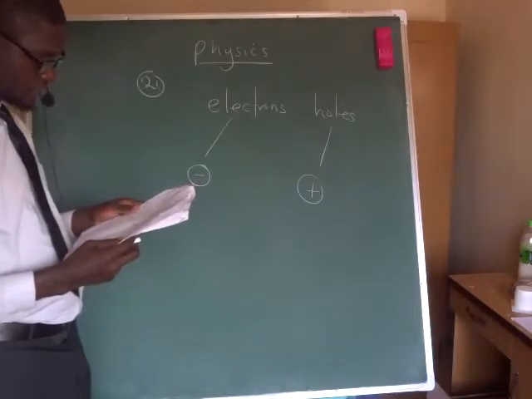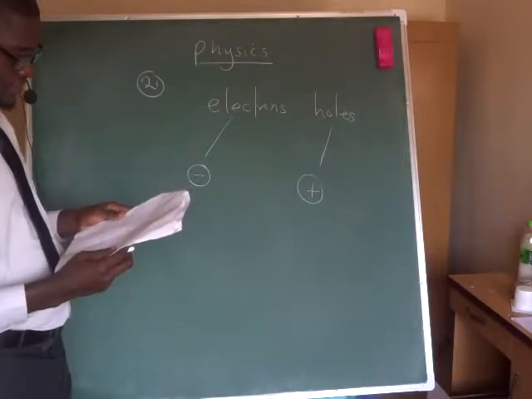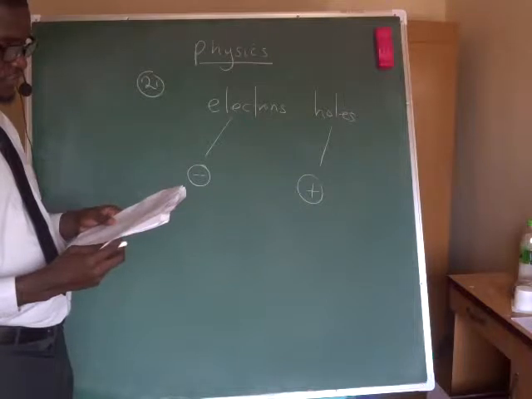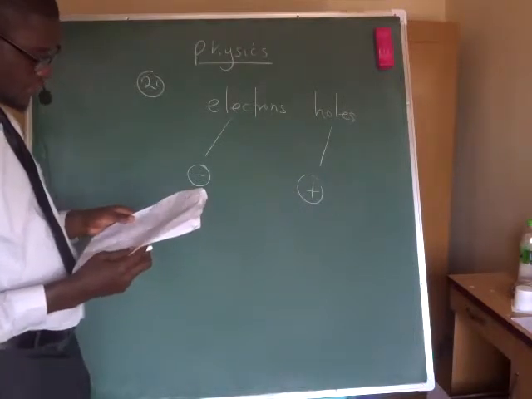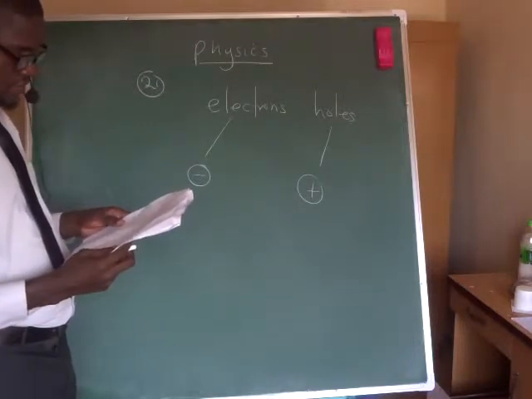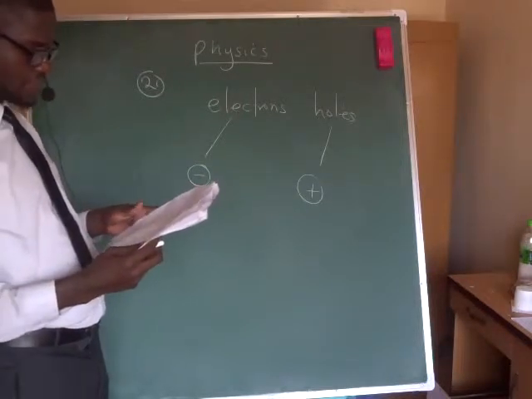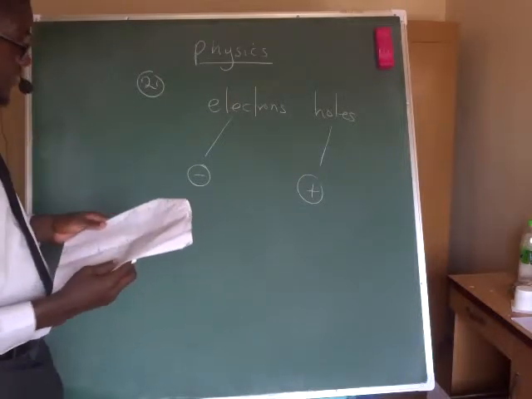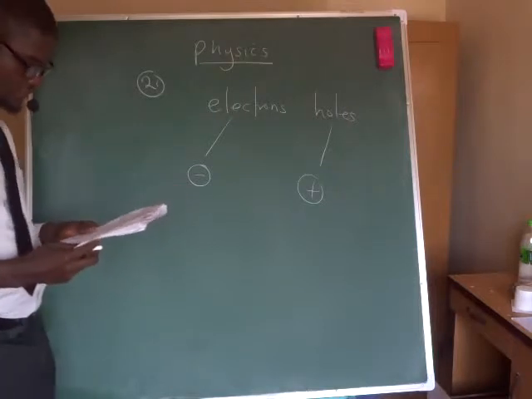Question 22 says, which of the following does not use magnetic effect of current to function? A. A telephone receiver. B. Lead acid accumulator. C. A moving coil galvanometer. And D. An electric bell. So the answer is B. Lead acid accumulator does not use magnetic effect of current.